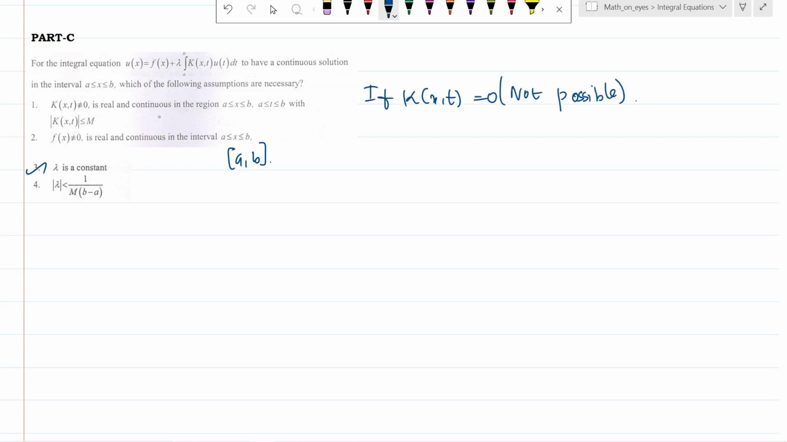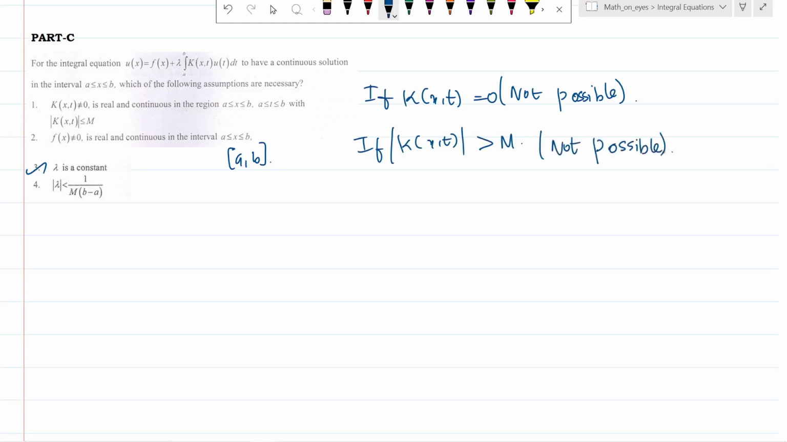Is real and continuous in the region a less than or equal to x less than or equal to b, a less than or equal to t less than or equal to b, with unboundedness. This is given in the option as boundedness, but let us take that the kernel is unbounded. If it is so, this is a Fredholm type integral equation. The limits are fixed. So if the limits are fixed, then the kernel should be bounded. If it is unbounded, then that case also does not exist. So this is also not possible.